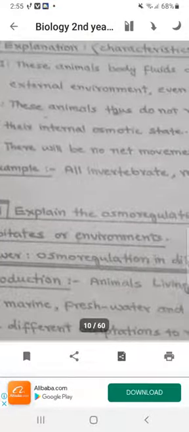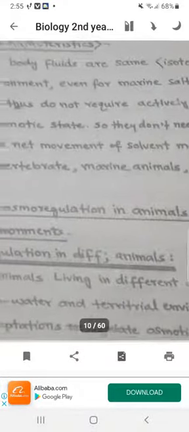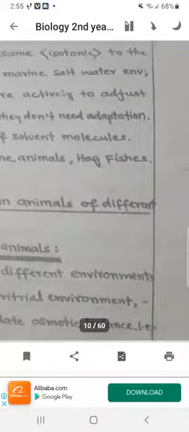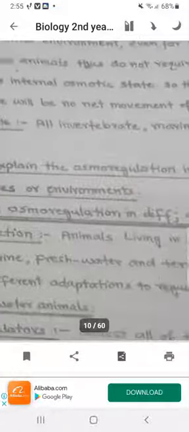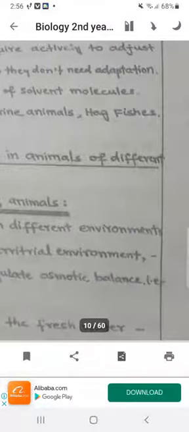Examples: all invertebrates, marine animals, hagfish.